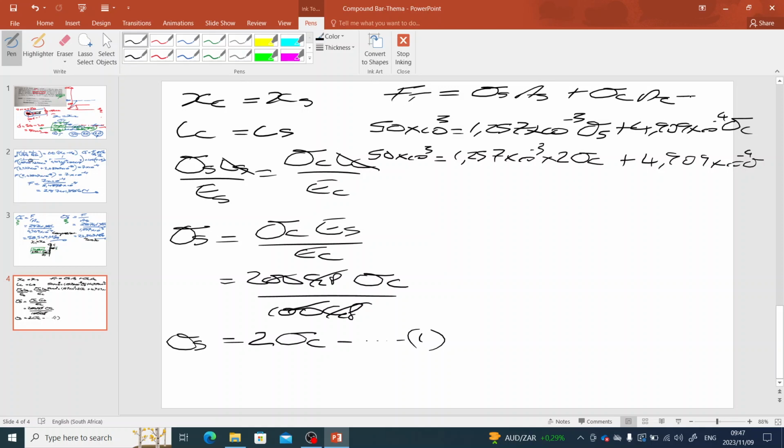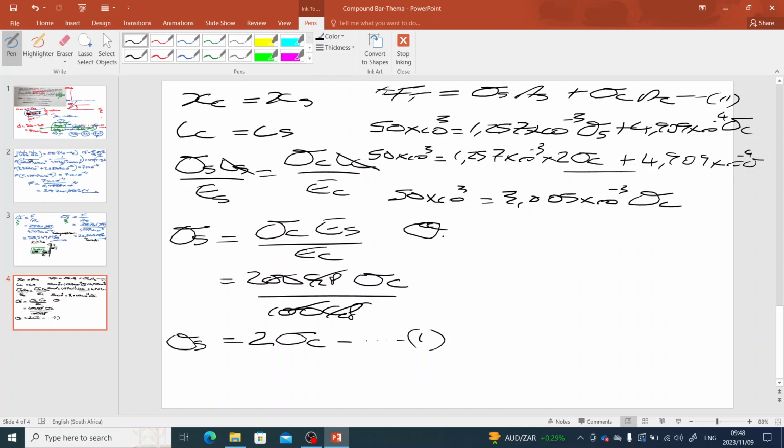Now, this would be equation number 2. That formula would be equation number 2. Now, I can then solve for stress copper. On this side, when I multiply and add, I get 50 times 10 to the power 3 equals 3,005 times 10 to the power negative 3 stress copper.